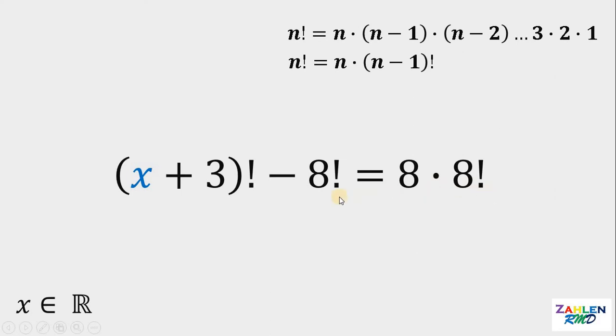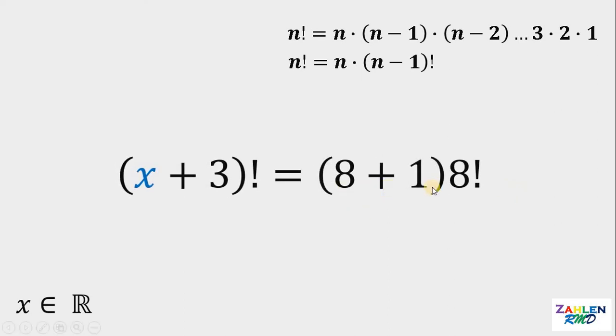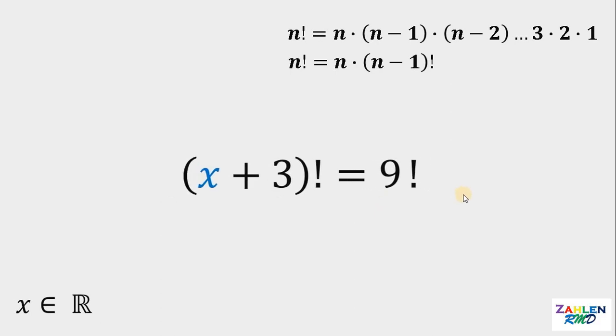Now, let's add 8 factorial on both sides. Notice that we have a common factor of 8 factorial, so let's factor out 8 factorial. This will give us (8 plus 1) times 8 factorial, and 8 plus 1 is just 9. So this is just 9 times 8 factorial. Again, using this identity, the right-hand side is equivalent to 9 factorial.